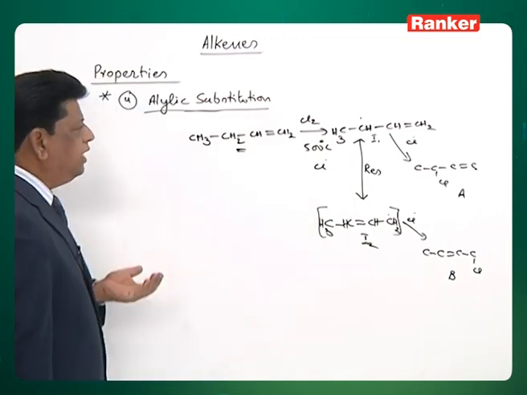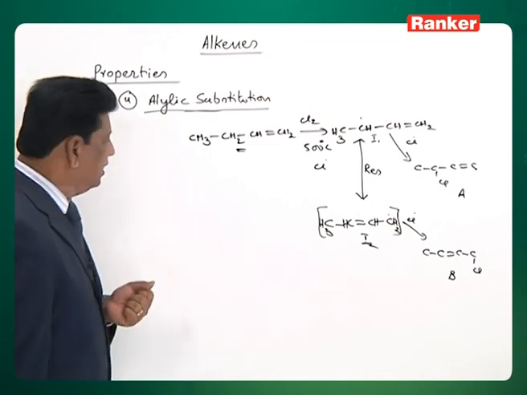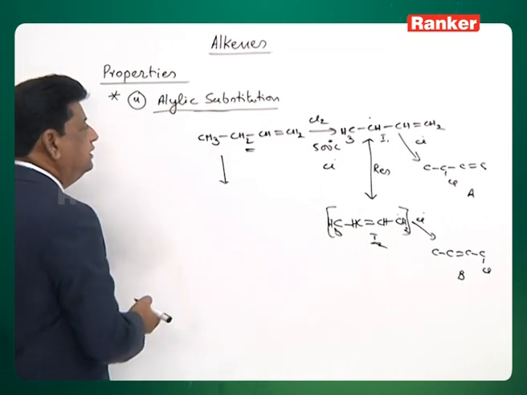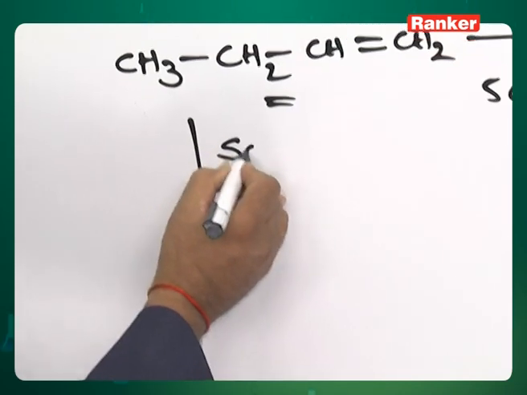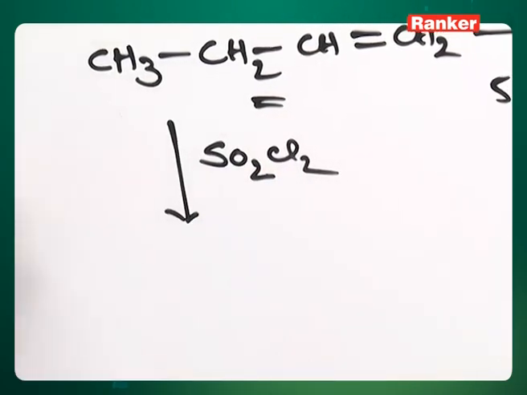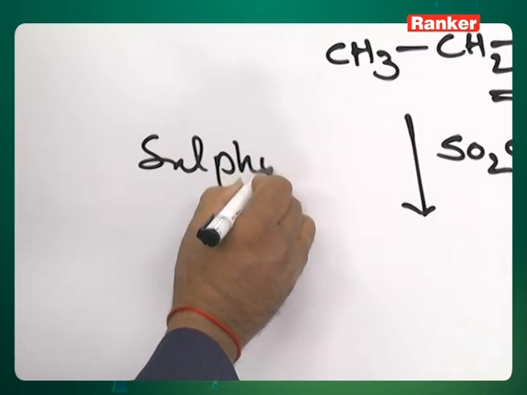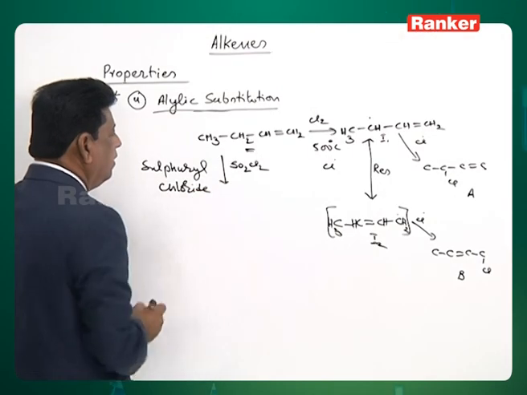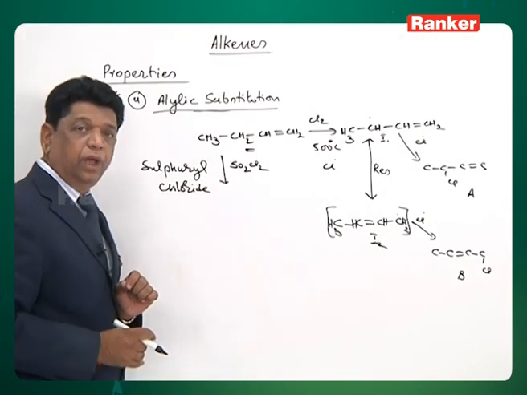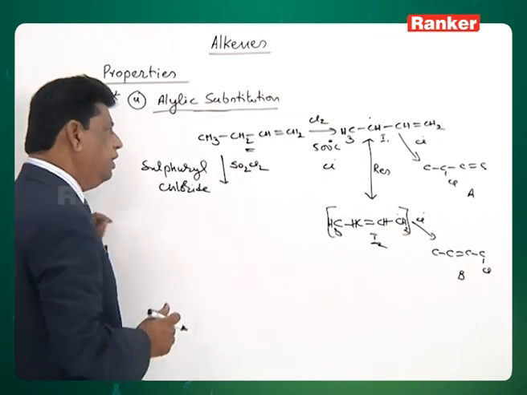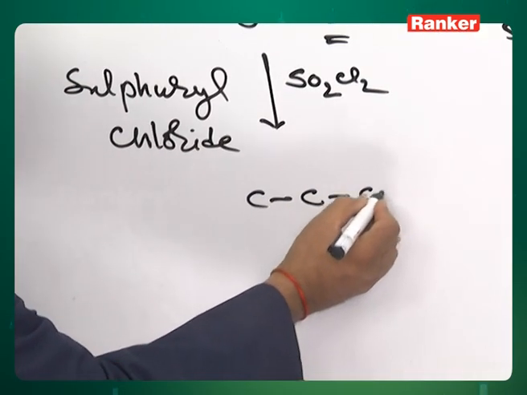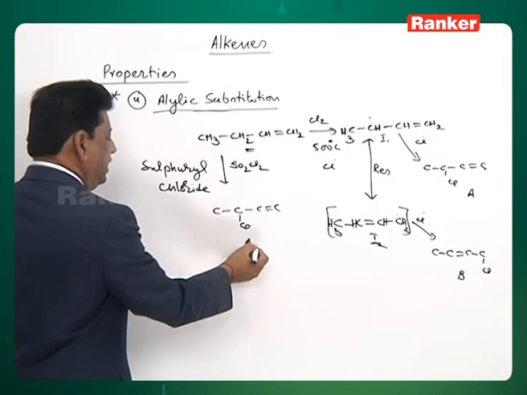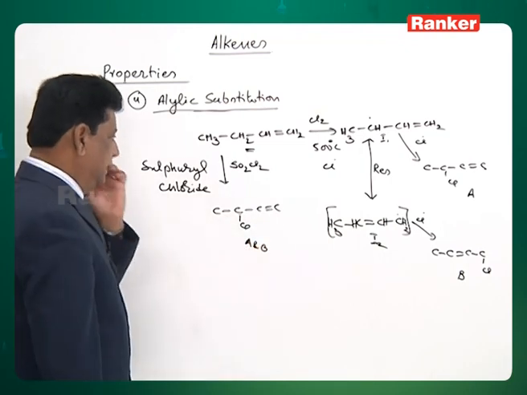Similarly, a number of examples of this category can be taken, but before that we have some similar reagents. For example, if this is treated with SO2Cl2, this is called sulfuryl chloride. SOCl2 is called thionyl chloride. Sulfuryl chloride also gives the allylic substitution. That means the double bond shifts, and you also get A plus B, two answers, even in this case.